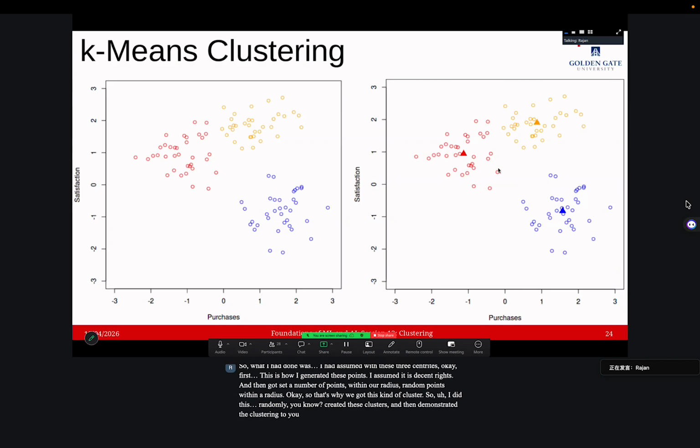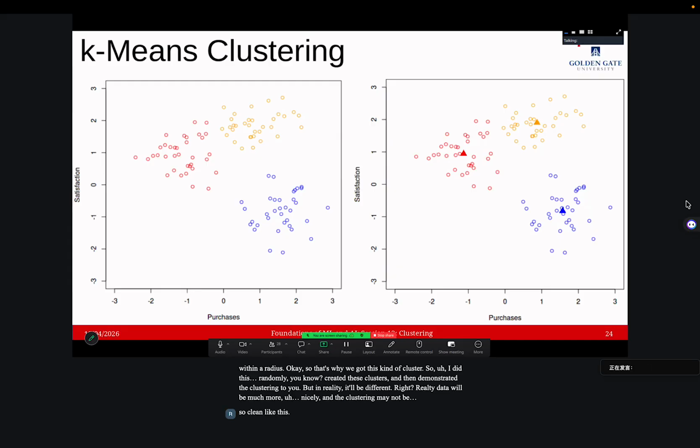But in reality, it will be different, right? In reality, data will be much more noisy, and the clustering may not be so clean like this.